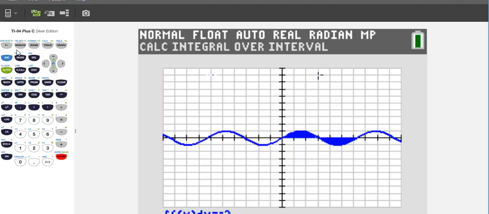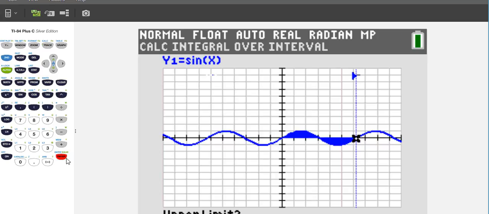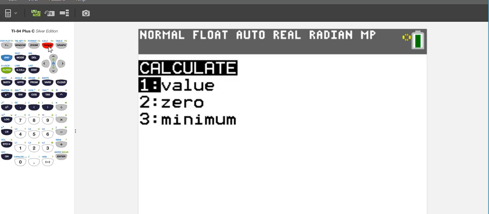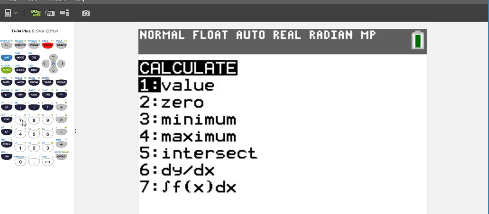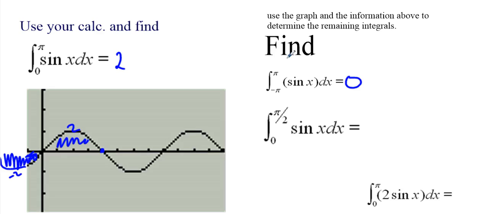Now, if you're not sure, let's just go to the calculator and figure this out. Let's go into sine function. Let's go second calculate, let's go to 7. And just to verify, oops, let's do that again. Second calculate, 7. We're going to go from -pi. Make sure you put the negative. Second, right there, press enter. And then we're going to go to pi, right there. And let's see what happens. Right here, 0. Awesome. And that is what we get.